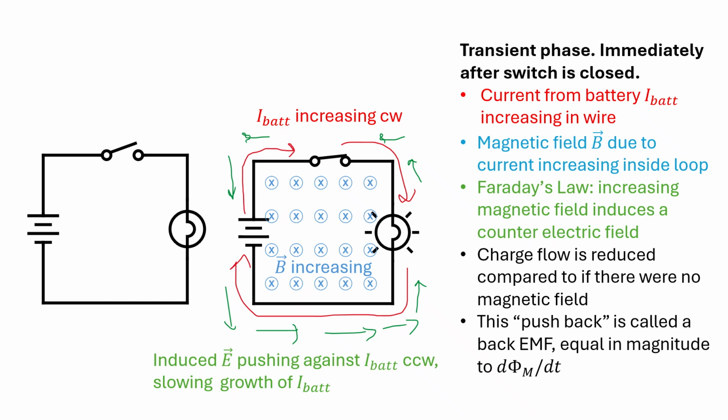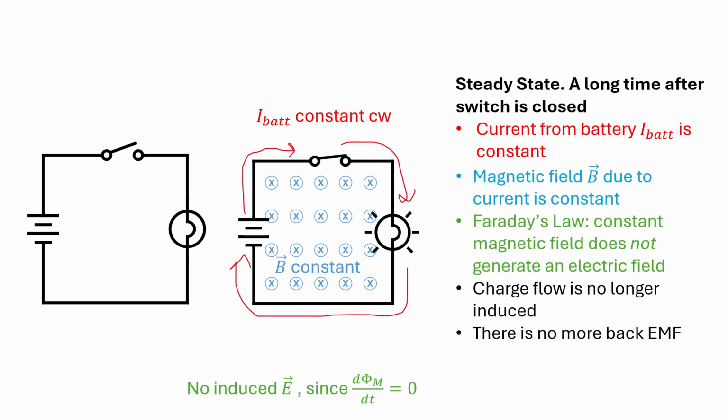Let's look at that steady state together next. In the steady state, the current from the battery is constant. The magnetic field that current creates is also constant. And because the magnetic field is no longer changing, Faraday's law tells us that it will not generate an electric field. A magnetic field is present, sure, but you need a changing magnetic field to generate an electric field in a loop of fixed area.